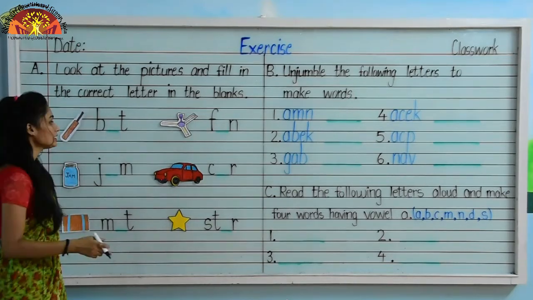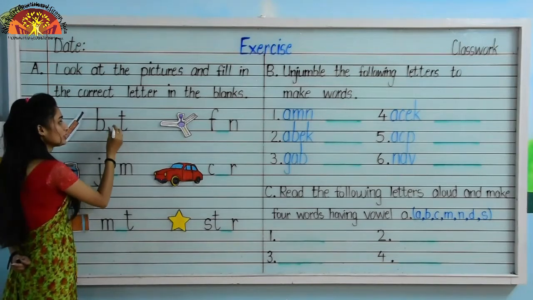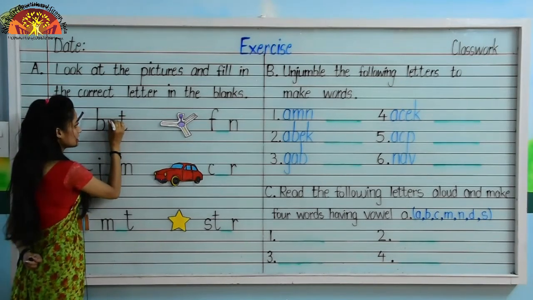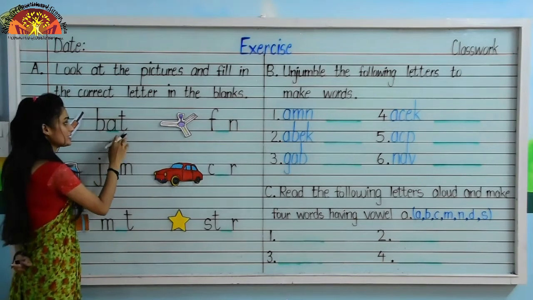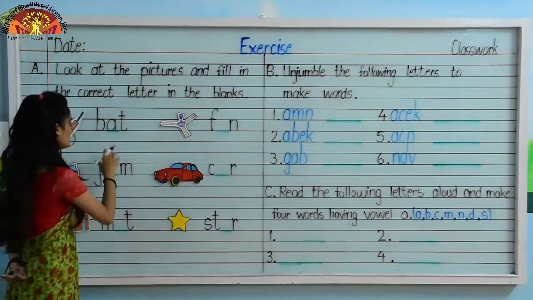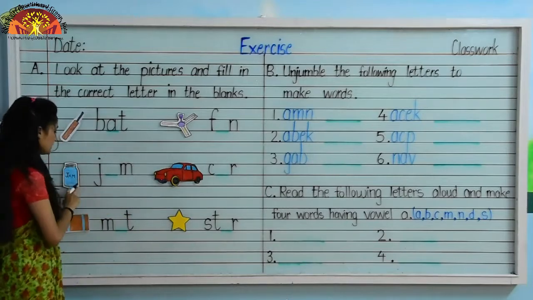Which letter is missing? A. Letter A is missing. So what do we have to write? We have to write letter A over here like this. Okay. So our spelling is B-A-T. Bat. Very good. Come on, the next one.